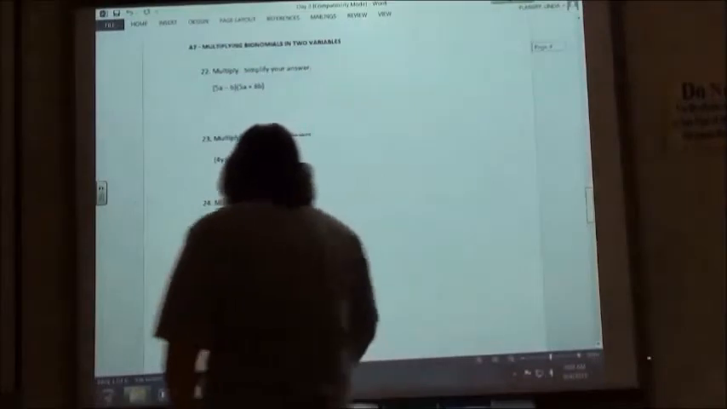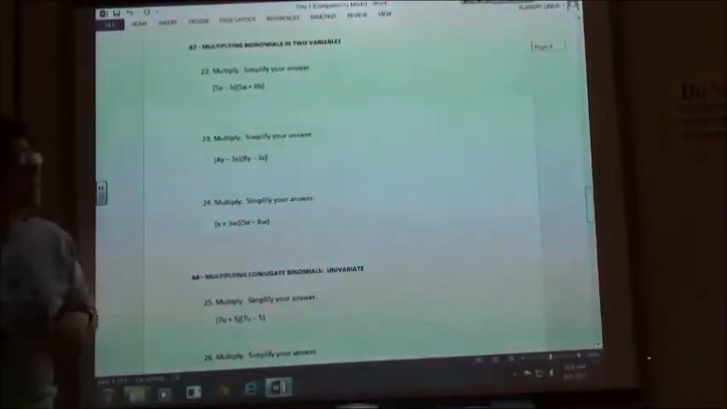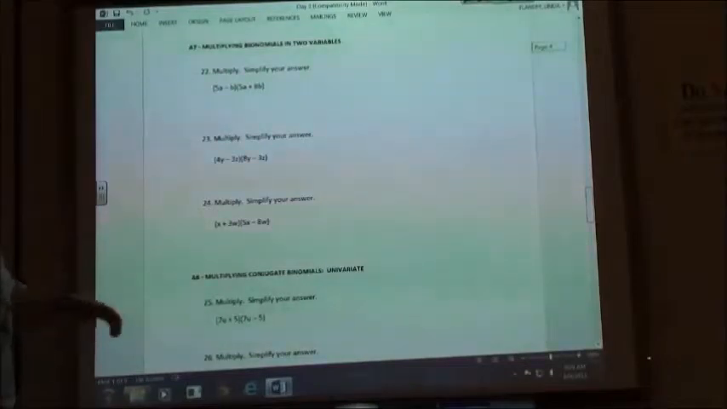The next three are multiplying binomials in two variables. Binomials just mean you have two terms in the parentheses. Probably back in high school they call this foiling all the time. You multiply the first two together, the outside pair, the inside pair, and the last, and then combine your like terms, just to give you an order to multiply.